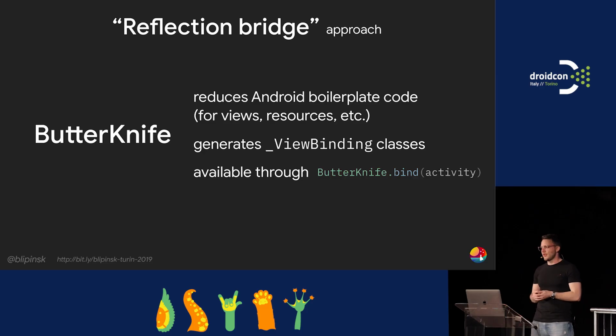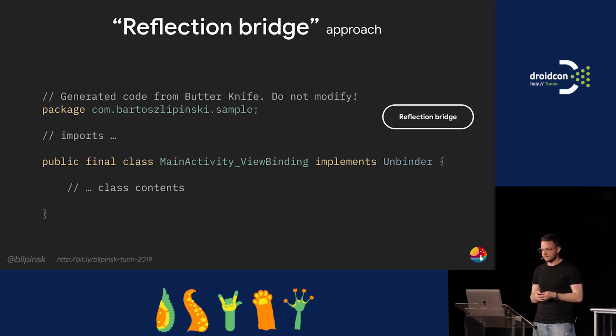So how many of you have heard of a library called Butterknife? Probably most. Okay, so it reduces Android boilerplate, of course, for views, resources, etc. It generates, for every single class that uses some of those Butterknife annotations inside, a class with the underscore view binding suffix. And you can access those classes using a set of bind methods of the class Butterknife.